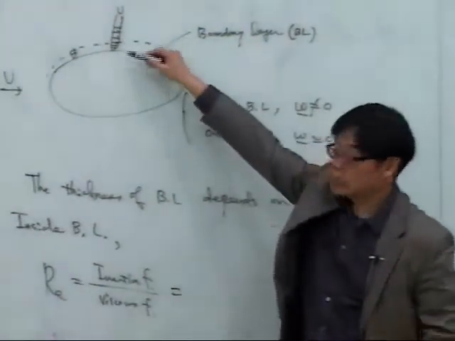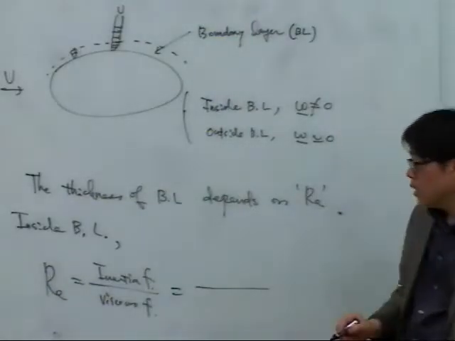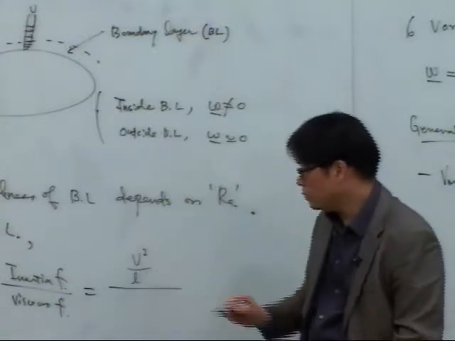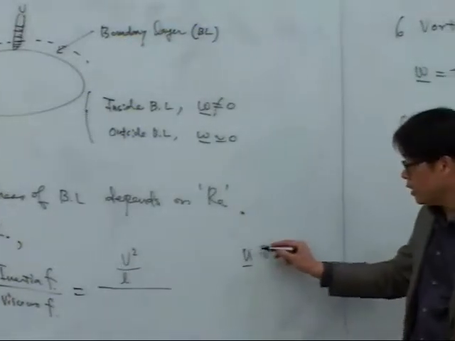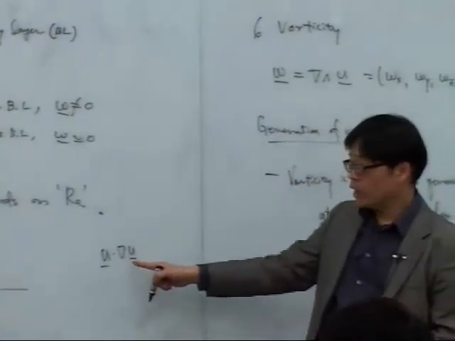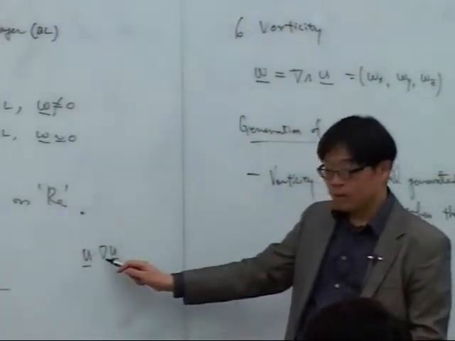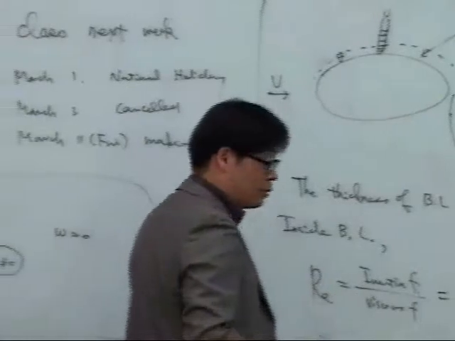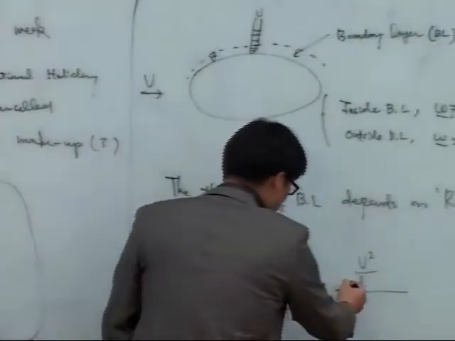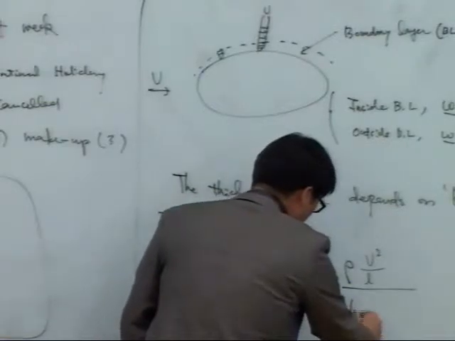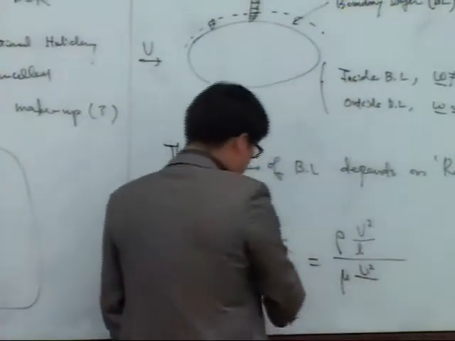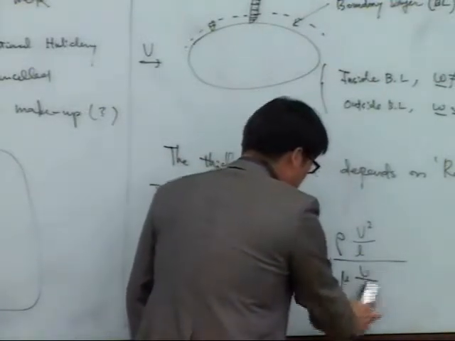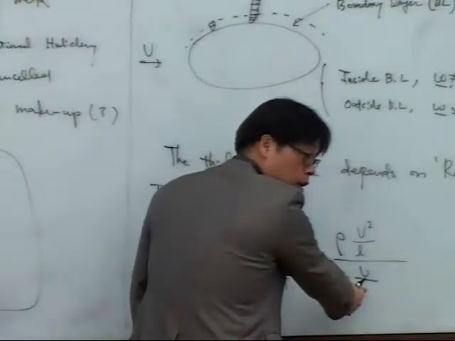But only this layer. Inertia force, as we saw before, is U squared divided by L, because the inertia force term has a U dot grad U. That's how we measure this inertia force, or when you do the non-dimensionalization, times the density rho. Viscous force, we typically measure the order of magnitude as mu times U divided by L squared. That's what we did before.